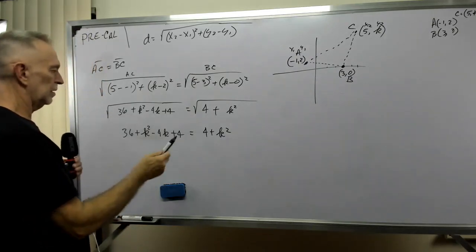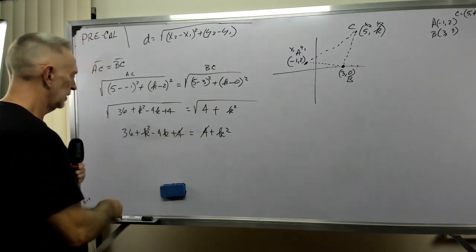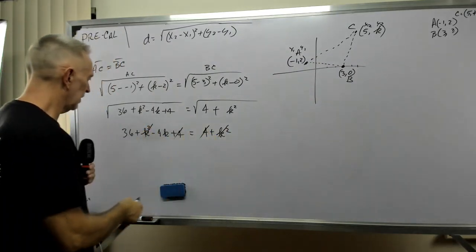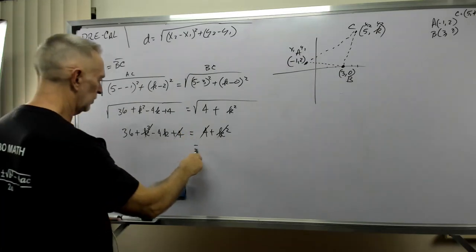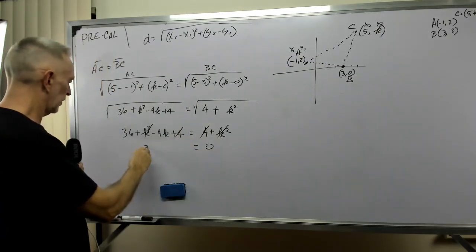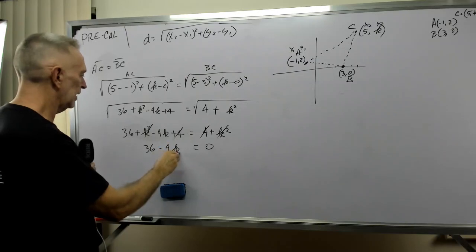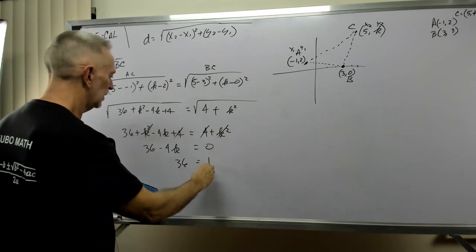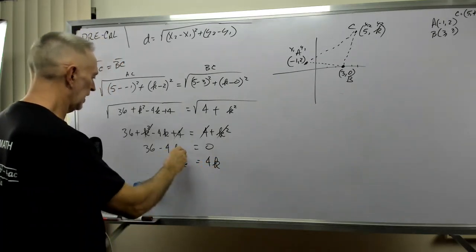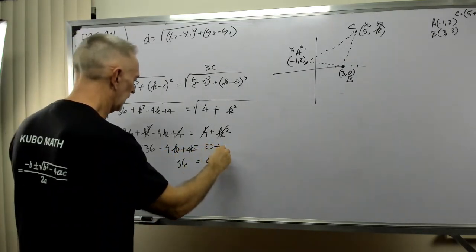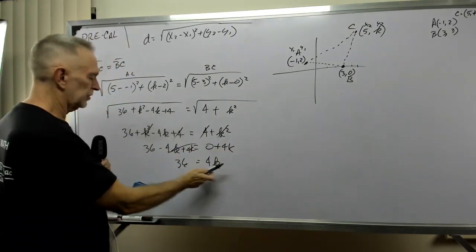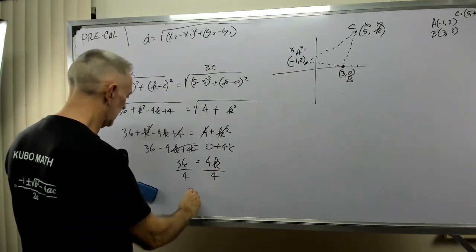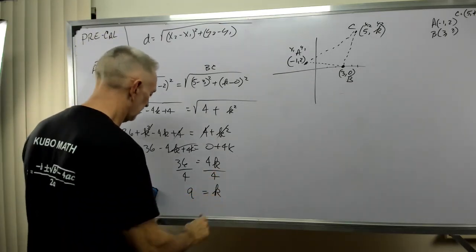Okay, well, let me subtract 4 from both sides. Those wipe out. If I subtract k squared from both sides, whoo, man, we're rolling now. So that equals 0. So what do I have? 36 minus 4k equals 0. So add 4k to both sides. 36, you know, if I add 4k, that one cancels. 36 equals 4k. Divide 4 on both sides, so 9 equals k.